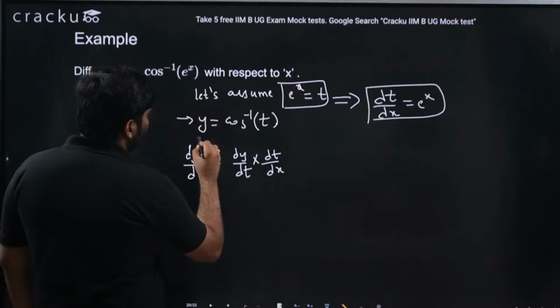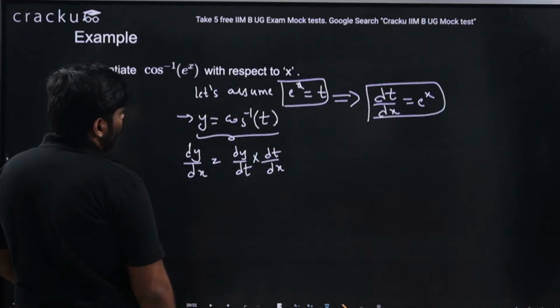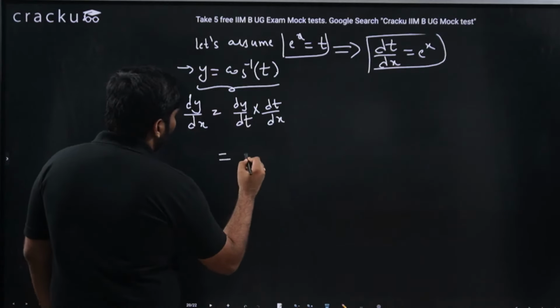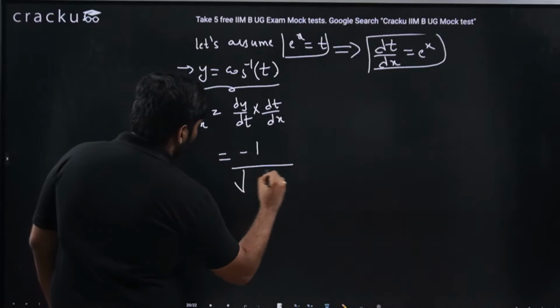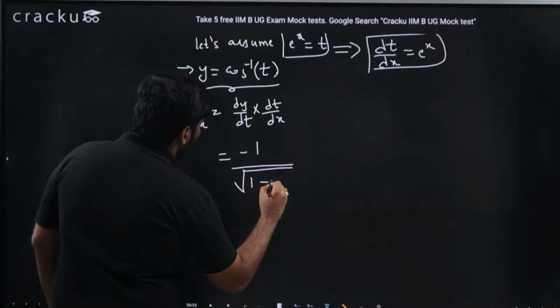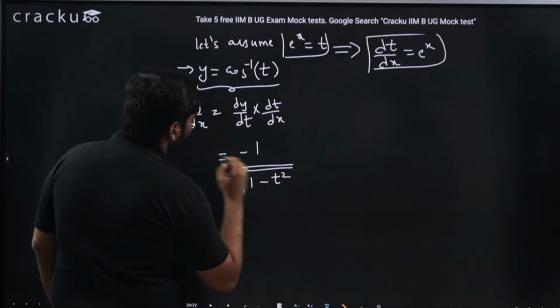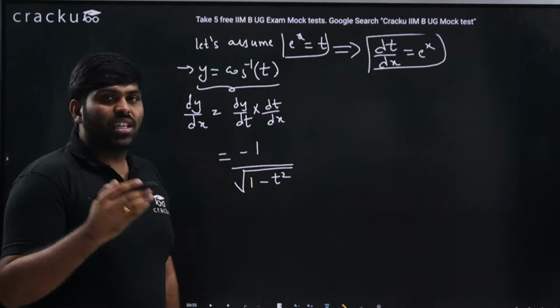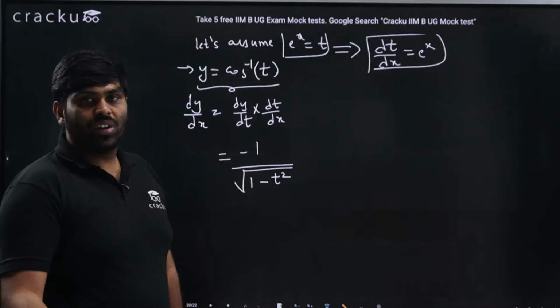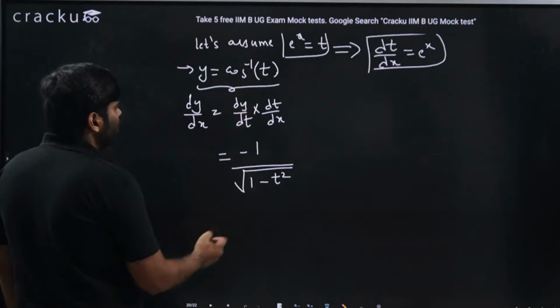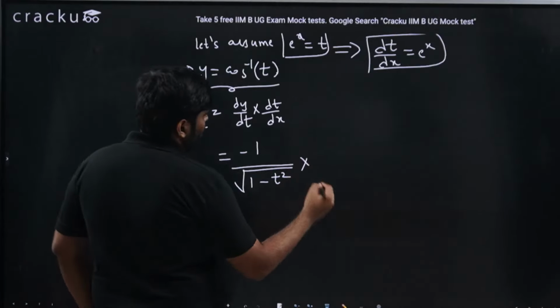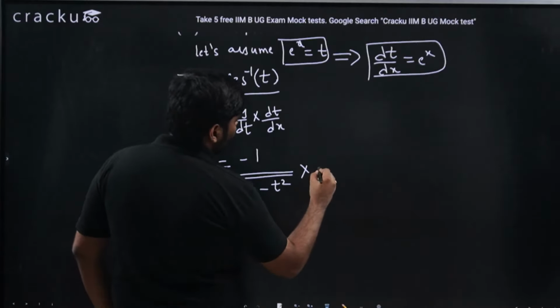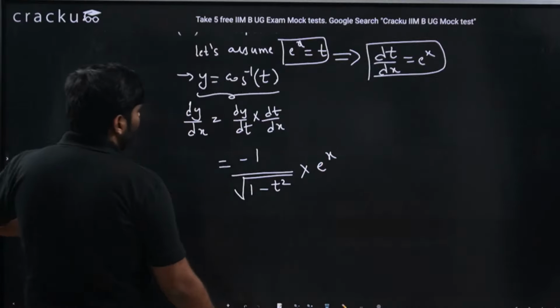What about dy by dt? If y is cos inverse t, we have seen the formula: the derivative of cos inverse x is minus 1 by root over 1 minus x square. Here the function is cos inverse t, so it is minus 1 by root over 1 minus t square, into dt by dx, which is e power x.